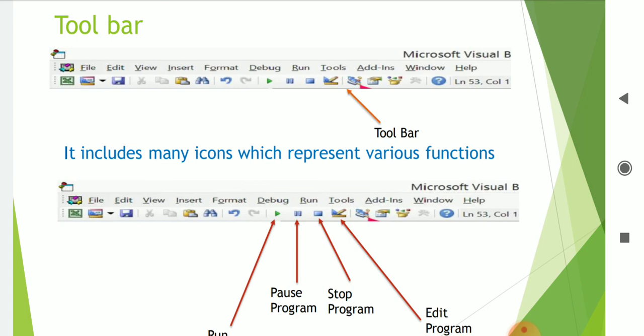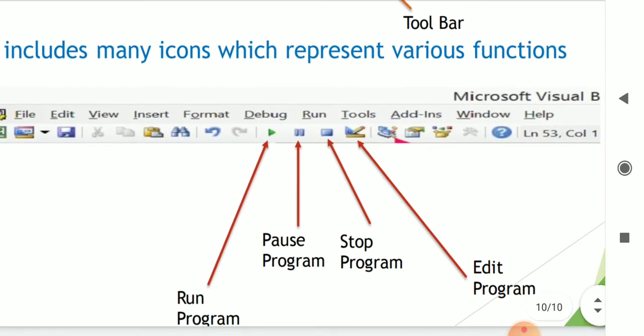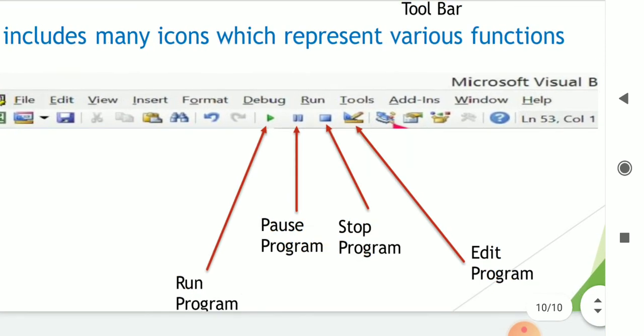So here are some important options in Visual Basic. The first one, the green one, is called run program. When the code part is okay and when you click on this, then the program will execute, the program will run. If you want to pause the program, you have to go for the second one. If you have to stop the program, meaning you want to do something else in the program, then you have to go for the stop program. And the edit program means if you want to add or edit the code part in the Visual Basic code window, then you have to go for the last option.